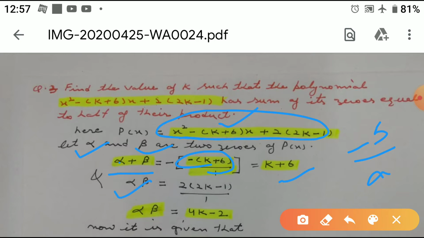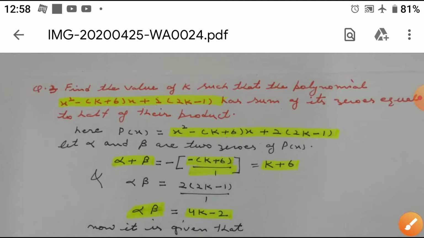Now the product of zeros. Product of zeros, you know that, is c upon a, right? So c is the constant term. In this question the constant term is 2 into 2k minus 1, and 1 is the coefficient of x square. So alpha beta comes 4k minus 2.